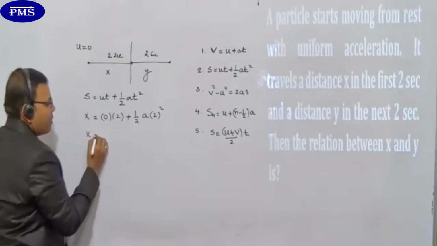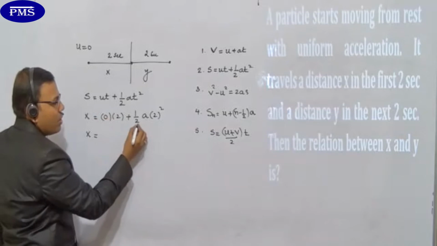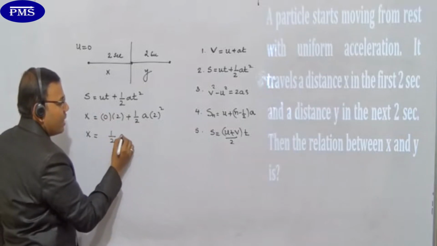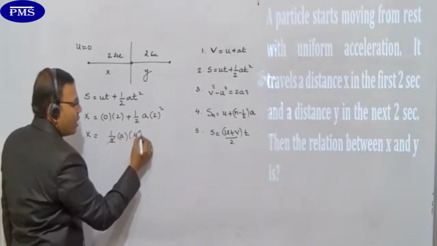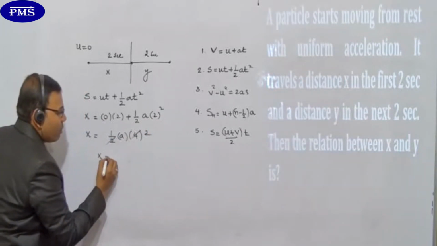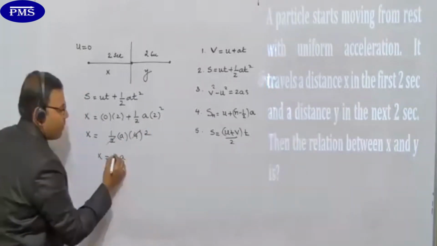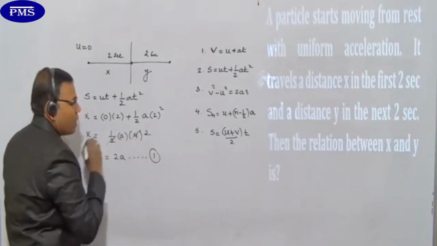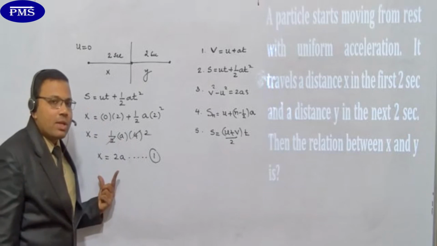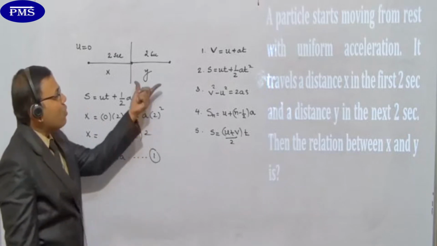Now x is equal to, this term is 0, so leave it. So this is half, a, and 2 square is 4. One half times 4, so x = 2a. x equals 2 into a. Suppose this is equation 1. So the value of x is known: x = 2a. Now let us go for y.